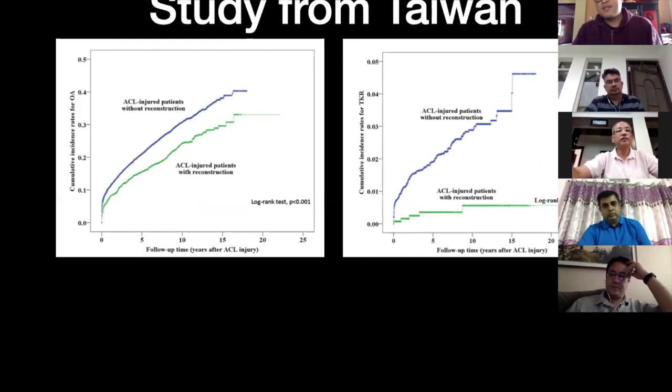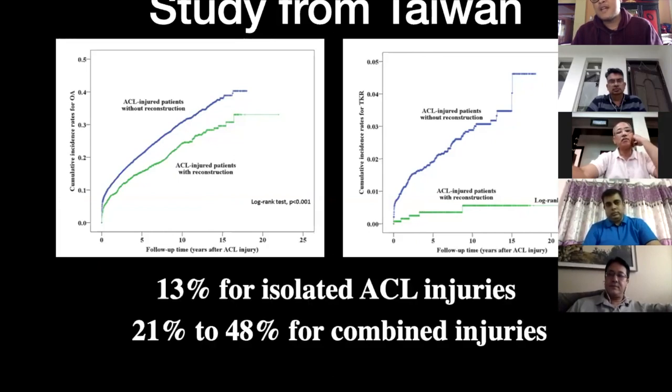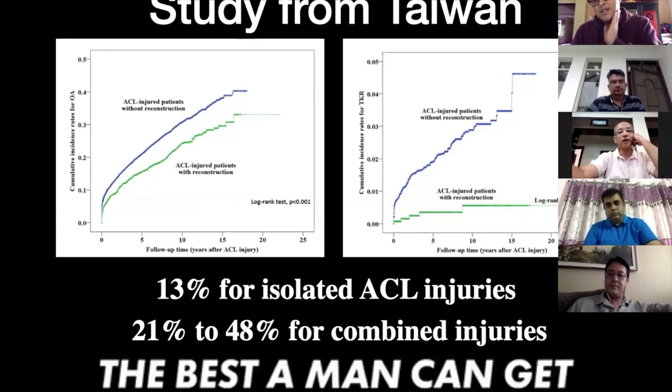And this is another study from Taiwan, which showed that ACL injured patients and ACL injured patients with reconstruction had almost similar patterns of osteoarthritis, but the ACL reconstructed patients had very good stability in the knee joint, and symptomatically they were better, even if in X-ray they have osteoarthritis signs. They didn't need the total knee replacement even afterward with the same level of osteoarthritis. So this paper from Taiwan gives us insight that ACL reconstruction is the best a man can get at present, even though it does not prevent the complete osteoarthritis.